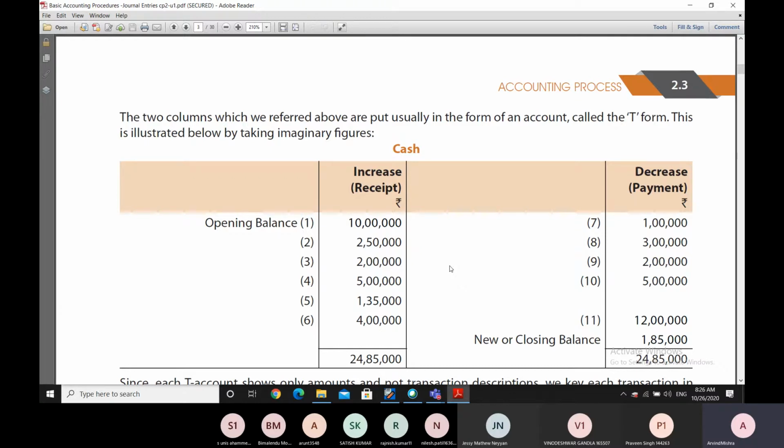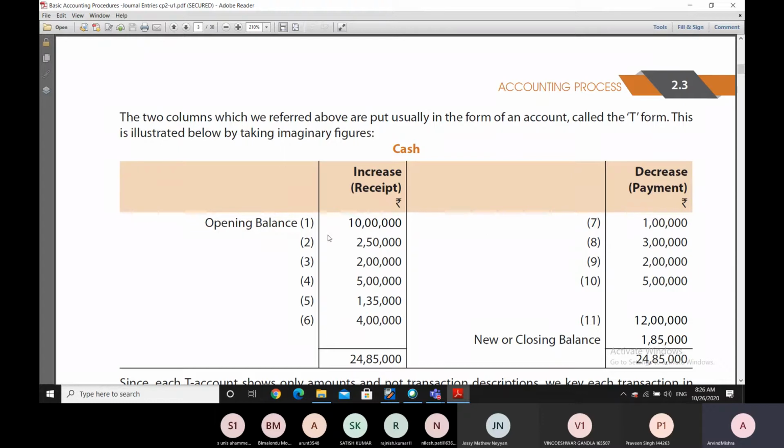So we call this kind of account a T form. It looks like a T with a horizontal line on the top and the vertical line in the middle. The vertical line in the middle divides the left and right side of the account. And so in this manner, we are not having to write the balance after every transaction. We are avoiding writing the balance after every small transaction.